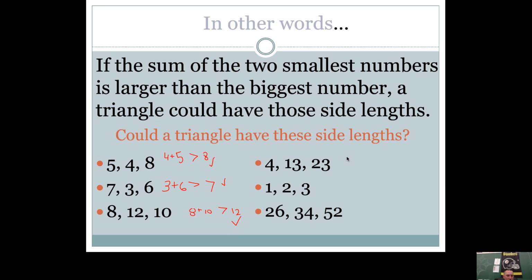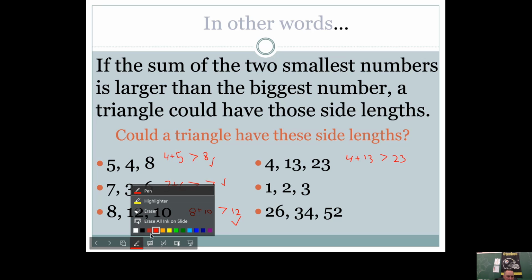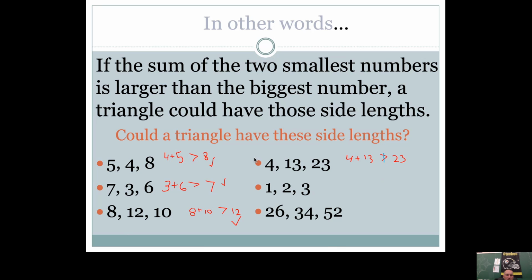4, 13, 23. Add your 2 smallest, 4 and 13. Does that give you something bigger than 23? Well, 4 plus 13 is 17. That's not bigger than 23, so this would be no. Can't make a triangle. 1, 2, 3. 1 plus 2 is 3. It's not bigger than 3, so I'm putting a slash through there. When you put a slash through, that means it's not greater than. That doesn't make a triangle either.